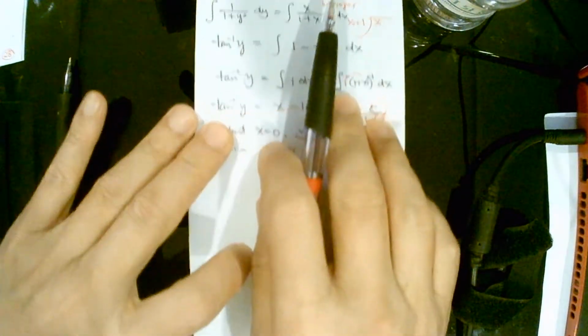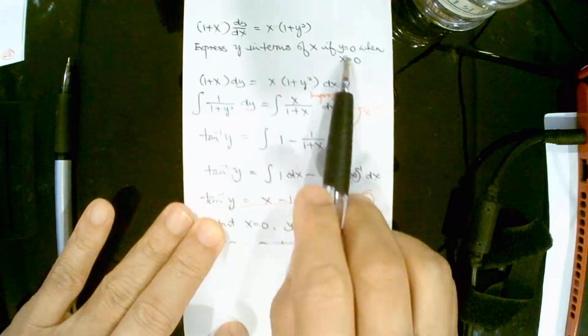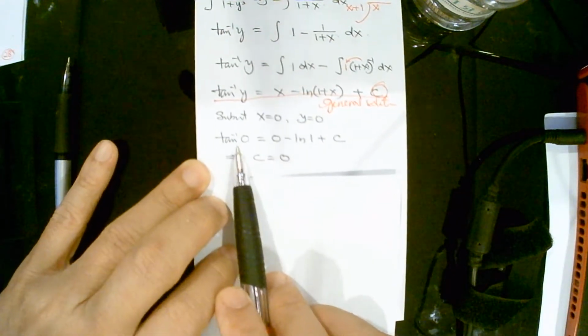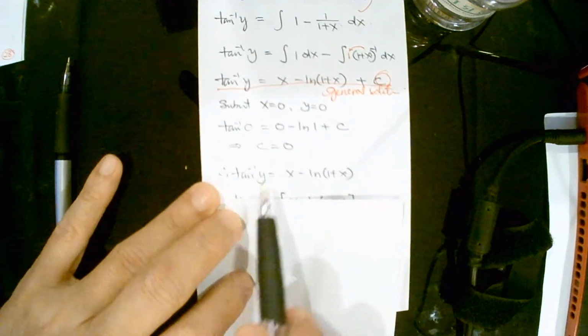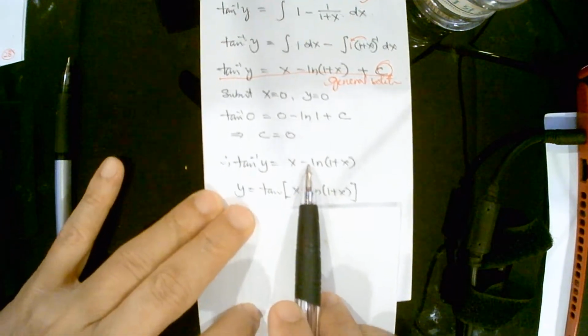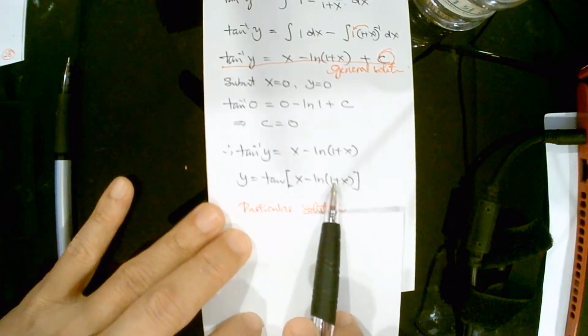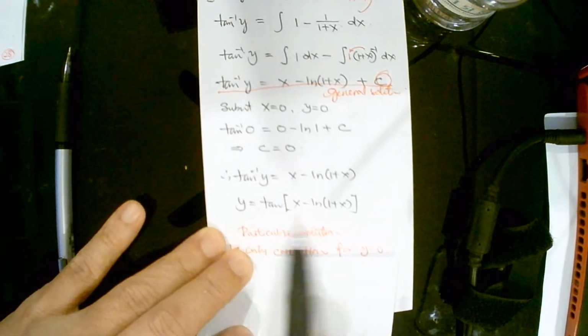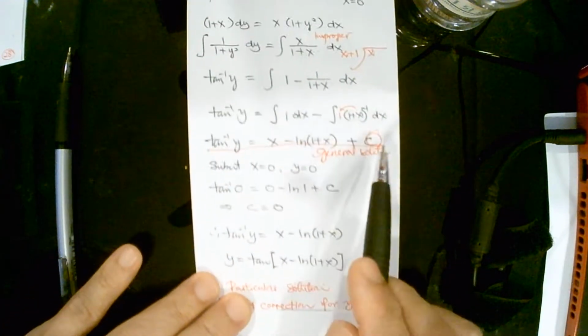Now you are given x equals 0 when y equals 0, so you just substitute. When you substitute, arctangent 0 is 0, so you get c is 0, therefore you get the answer like this. Therefore after that the y will be like this. This is actually called a particular solution. This is not the general solution. Why? Because we don't have c.